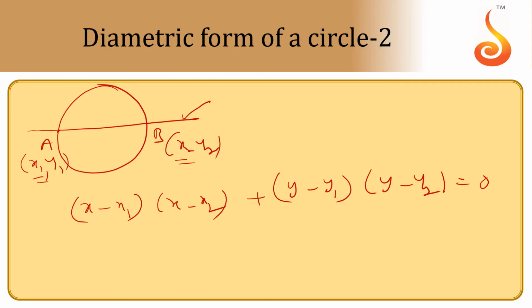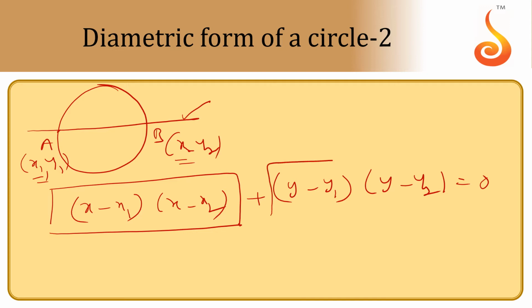If I substitute that line equation in the circle equation by eliminating y, you get a quadratic in x. You know that the roots of that quadratic in x will be the x coordinates of the common points. And if you substitute x in terms of y and eliminate x, you will get a quadratic in y. The roots of that quadratic will be the y coordinates of the common points.